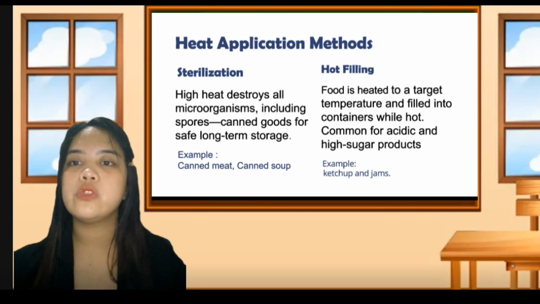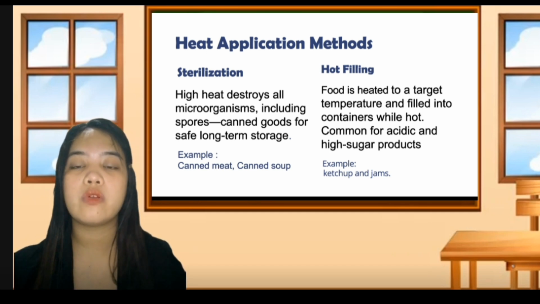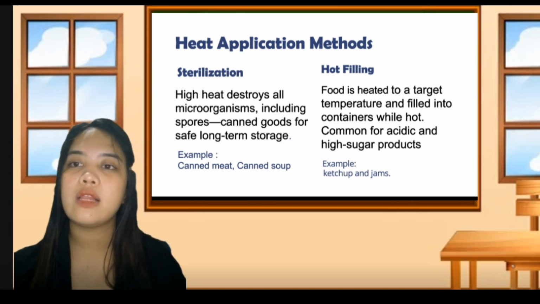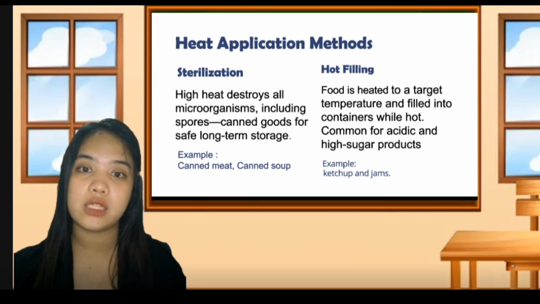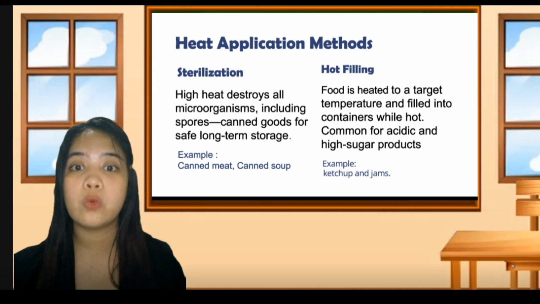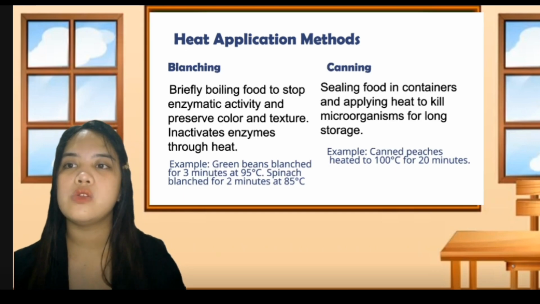Yes, fruit juices are often hot filled into bottles to preserve their flavor and prevent microbial growth. So it is correct. Now let's talk about blanching, the third heat application. Can you understand the first two heat application methods, sterilization and hot filling? Okay.